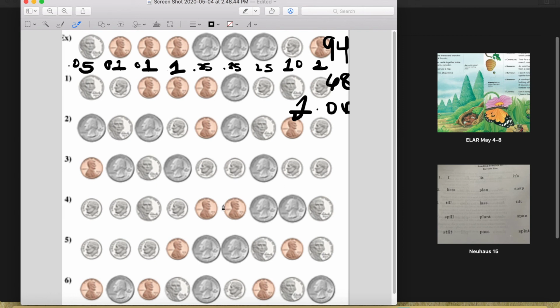All right, I'll do one more with you guys. So again, we look for our biggest amount worth, which would be our quarters. So we want to count all of our quarters. We have 3 quarters: 25, 50, 75. Then we move on to our dimes. 75 plus 10 is 85, plus 10 is 95, plus 10 is $1.05, plus 10 is $1.15. We have $1.15. We have 1 nickel, that's $1.20. We have 1 penny, so that's $1.21.